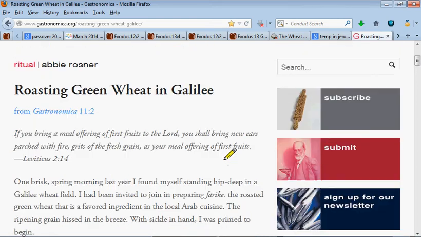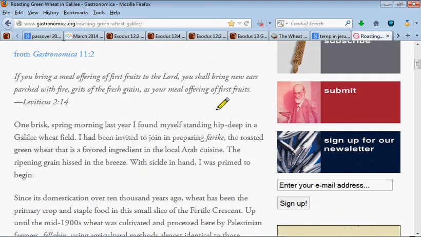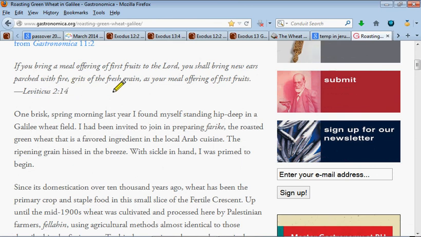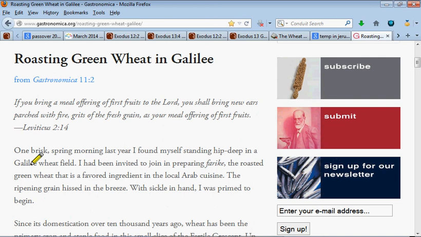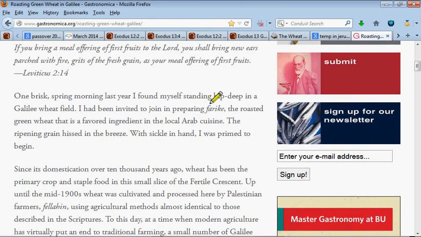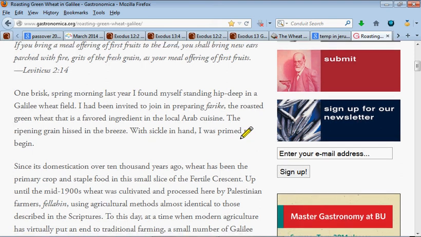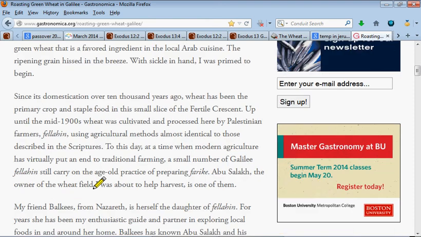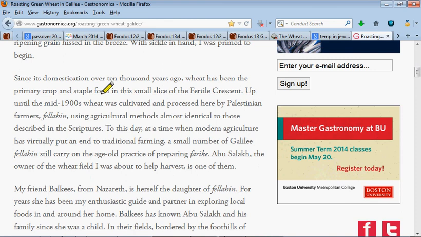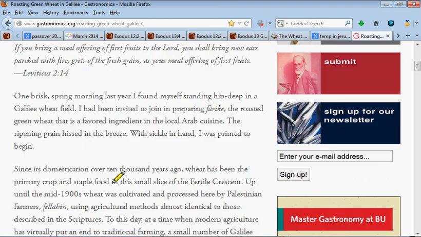Then for all you naysayers, this is roasting green wheat in Galilee, obviously. And then it talks about fresh grain, a meal offering of first fruits. And here we go, folks. One brisk, cold spring morning, found myself standing hip deep in a Galilee wheat field. Galilee, Israel. So we're over there, and he's going to get it down and roast it. And then they said that they've done this for 10,000 years, and it hasn't changed the way they harvested or cultivated it since the early 1900s.